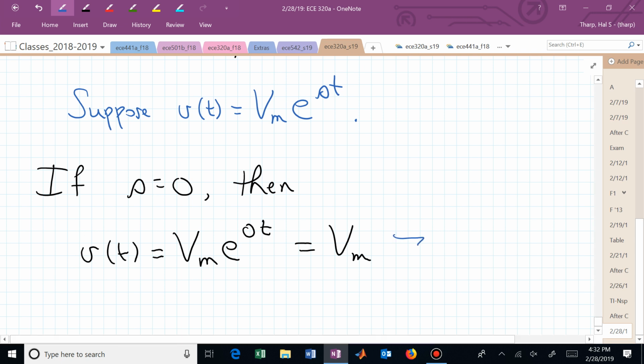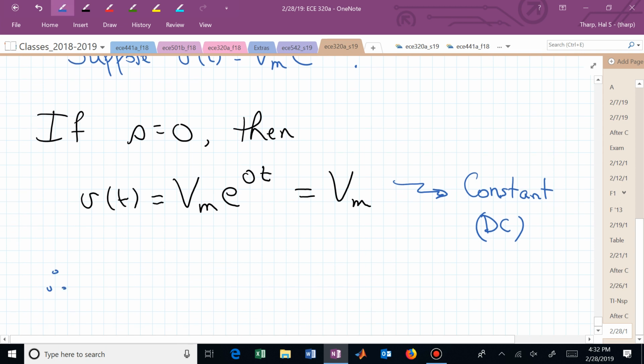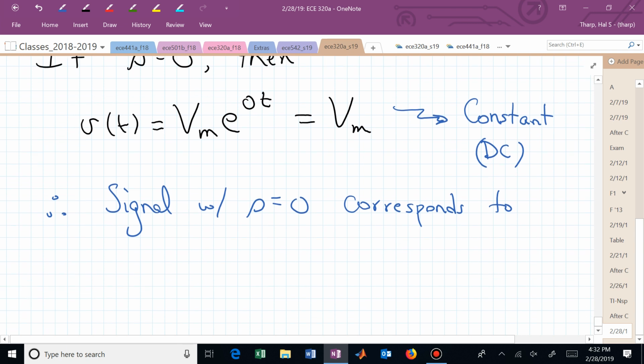This is now constant, or DC. Therefore, our signal with s equal to 0 corresponds to DC, or constant, signals.